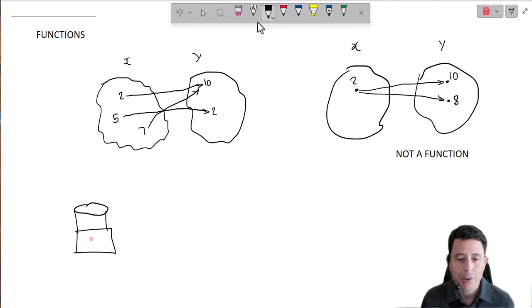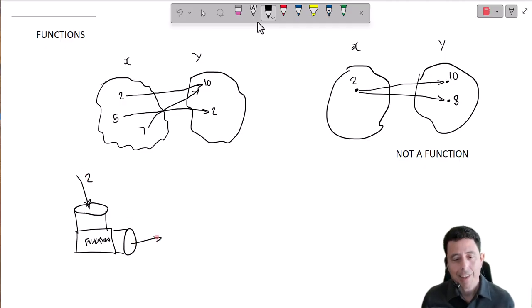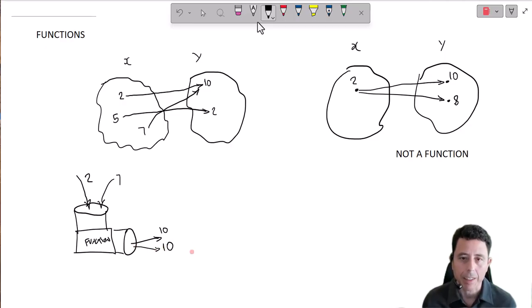So here is a function. When you put a value here in a function, value 2, for example, the function will process that value and it will give us something. Let's say it gives us number 10. Okay. And if you throw a different value here, let's say a number 7, you could also get a number 10, and that's fine. Okay.